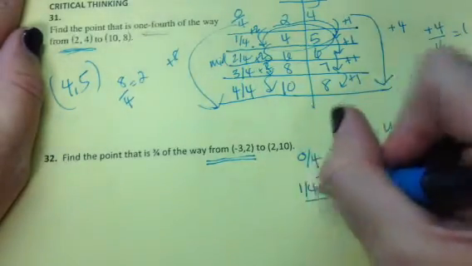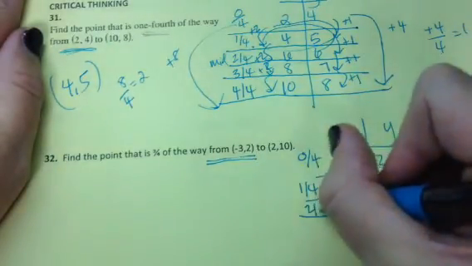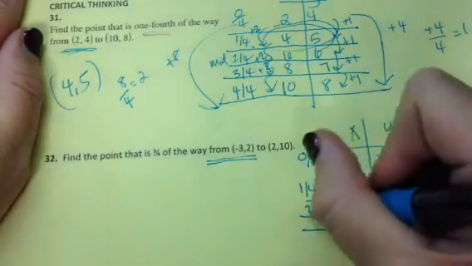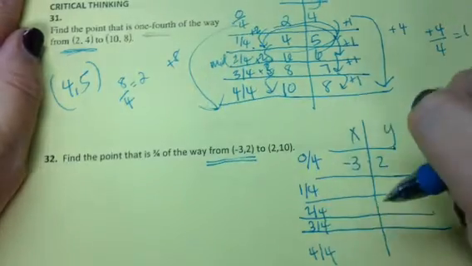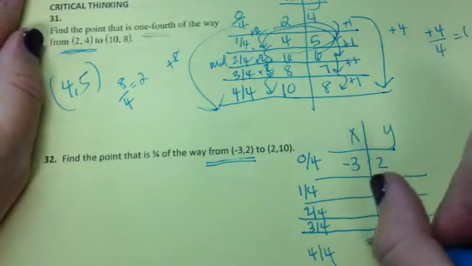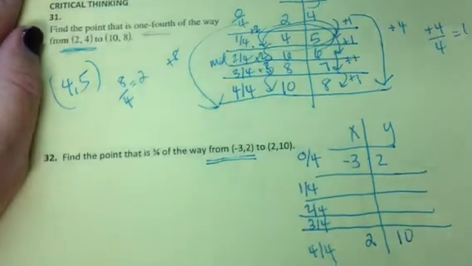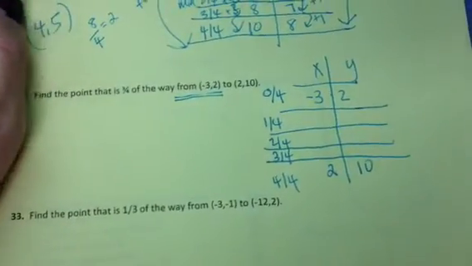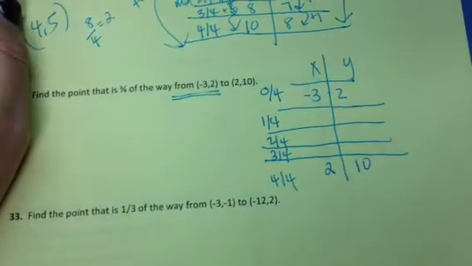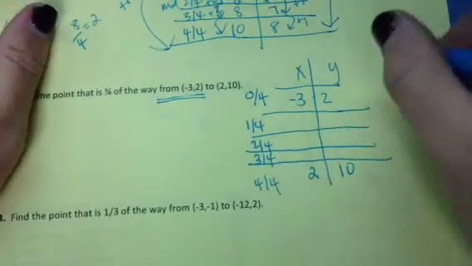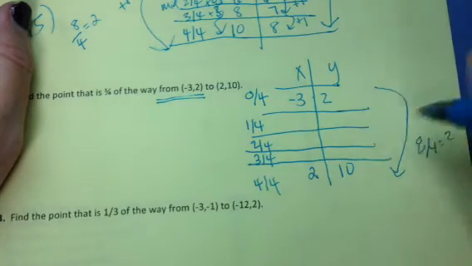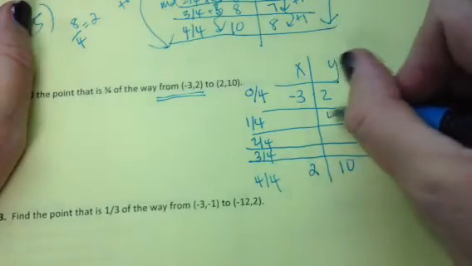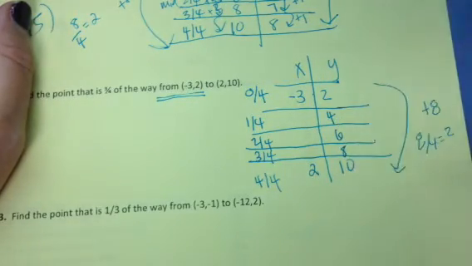I can travel 1/4, 2/4, or half, 3/4, and then 4/4 is all the way there, because 4/4 is 1 whole. We're going to do the exact same thing here to fill out the table, but the point we choose in the end will be different. So we've got an increase of 8. 8 divided by 4 is 2. This side should increase by 2. So 2, 4, 6, 8, end at 10.